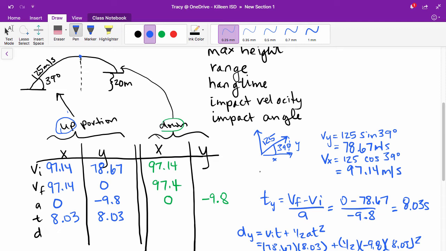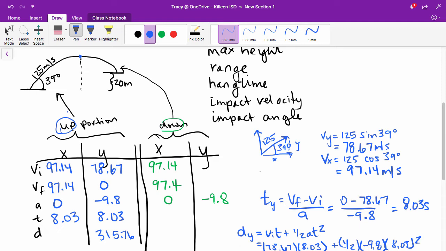Now notice that I didn't get a negative value here, even though I put my negative in here. And that's because this isn't a negative value. Okay, we are going up. And so this is actually higher than where we were. We have a positive displacement. So that's 315 meters up.